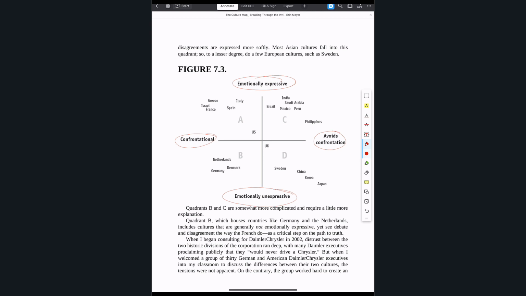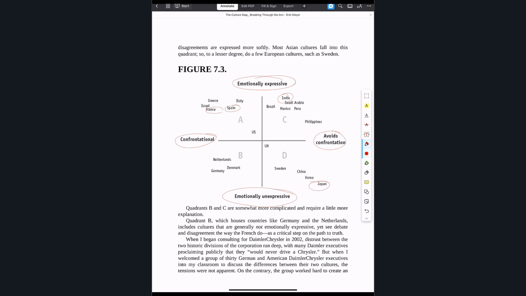Cultures like Spain, France, they tend to be expressive, or India, which is more on the avoidance of confrontation side, but very emotionally expressive. But then there are other cultures that are not very expressive. Japan, in fact, long ago, I had seen a video where the Japanese managers were having difficulty smiling, and how they had to be trained to express smiles.